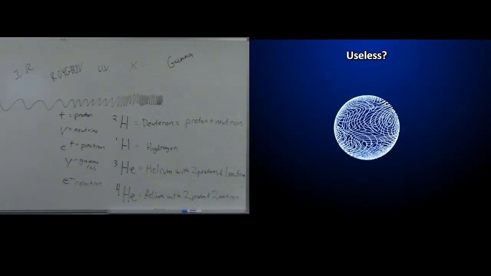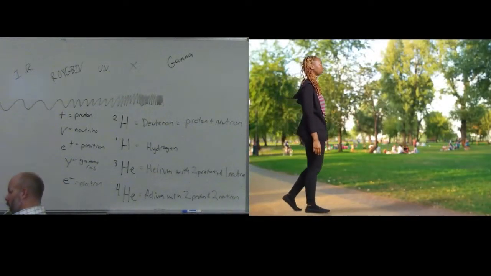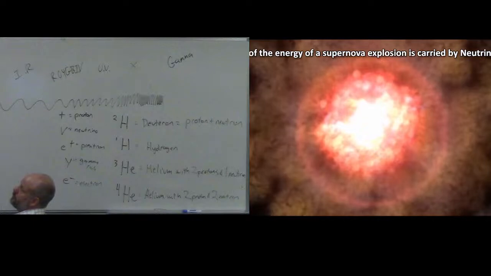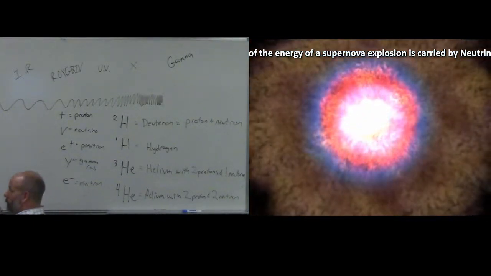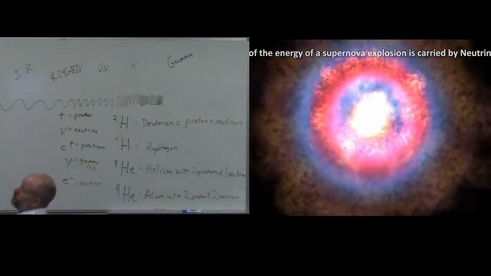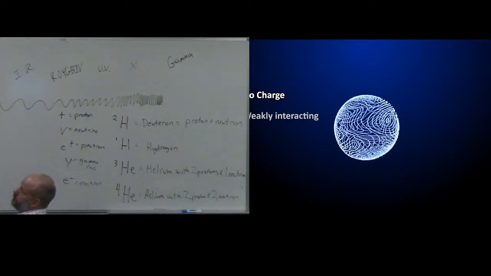And although they may appear to serve no useful functions, they are in fact very important. For one thing, they're ubiquitous. They are the second most abundant particles we know of, after photons. When a supernova explodes, 98% of the energy is carried by neutrinos within the first 10 seconds, not photons, as you might have thought. They don't carry a charge, and they interact very weakly.